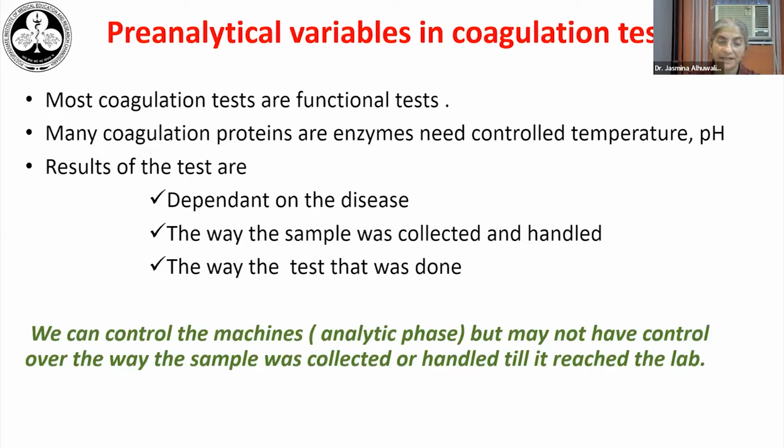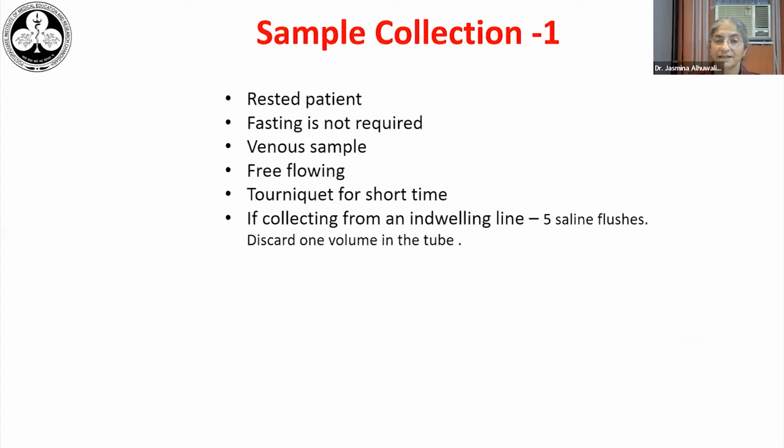So in the lab, we can control our machines, that is the analytical phase, but we have no control on the way the sample was collected or handled till it reached the lab. And most of the errors in coagulation testing occur in the pre-analytical phase. So I would like to spend a couple of minutes emphasizing sample collection.